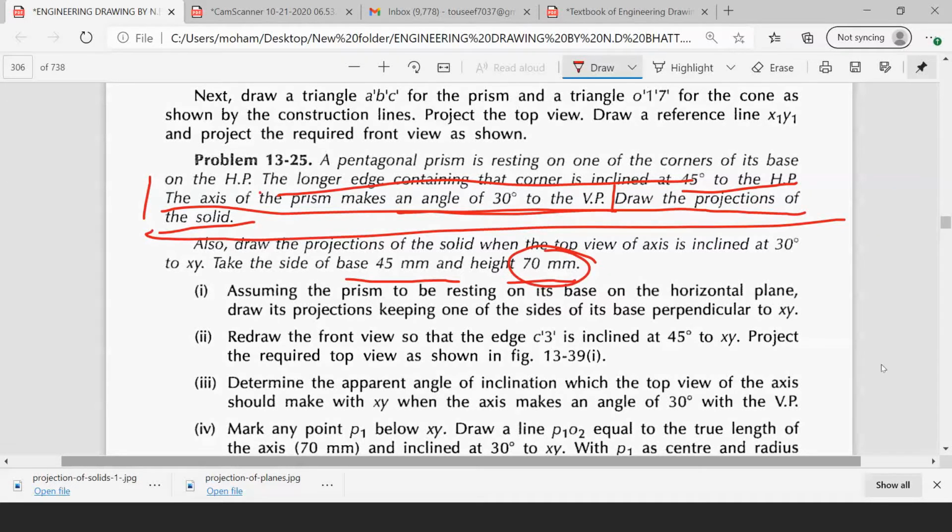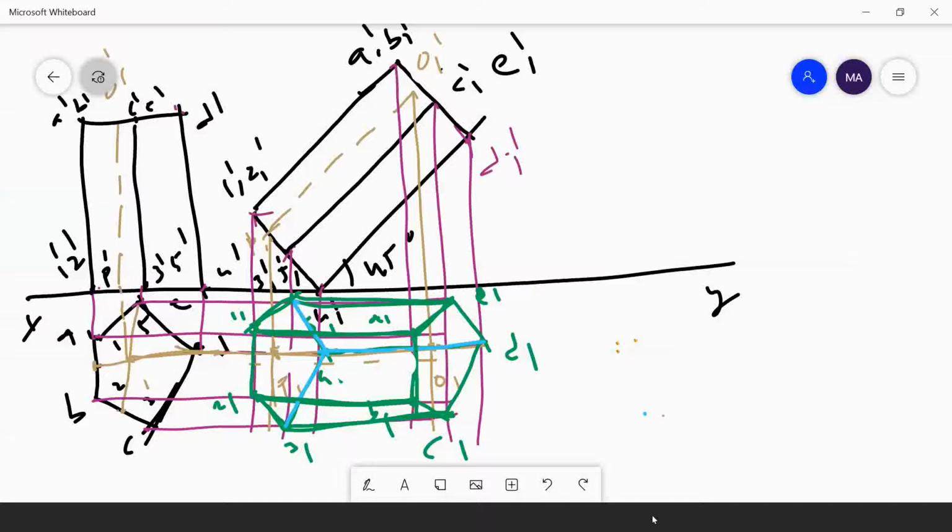In the second condition, he has given that also draw the projection of the solid when the top view of the axis is inclined. Here, the top view axis is P1O1, whereas the true length is the given axis P-O, that is 70 mm. He has given two conditions. How will you draw this one?